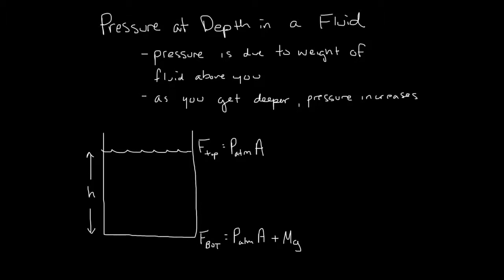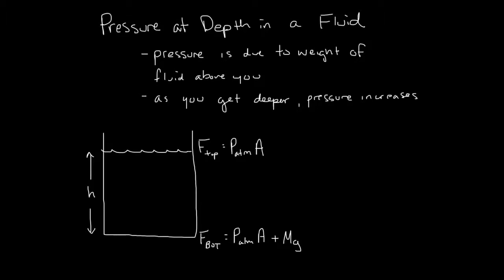And so if we look at a container of water, the force on the top of the liquid would just be the atmospheric pressure times the surface area of the top of that liquid. And then the force at the very bottom of the container would be the atmospheric pressure times the cross-sectional area of the container, plus the weight of all the fluid that's in the container as well. So the force on the bottom then is going to be much bigger than the force on the top.